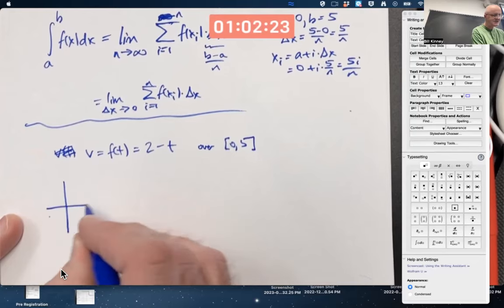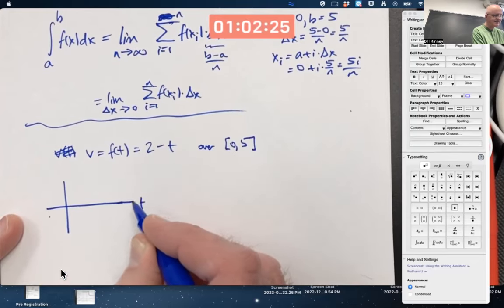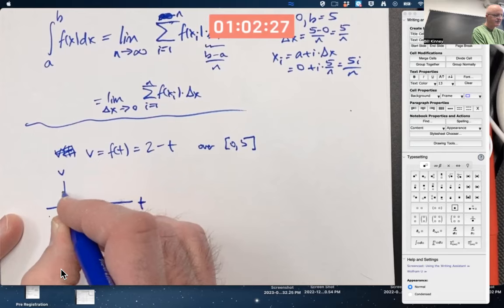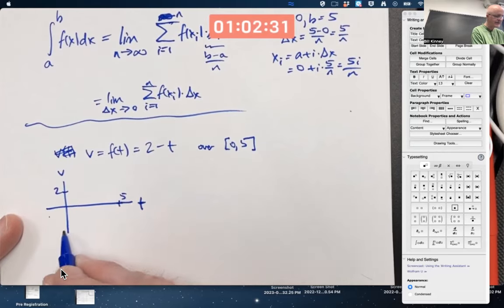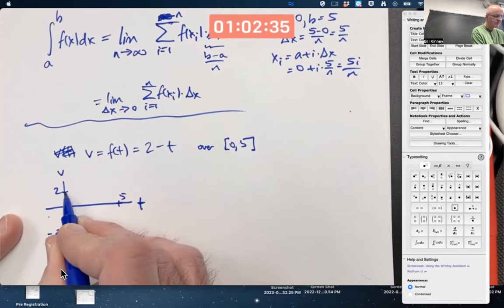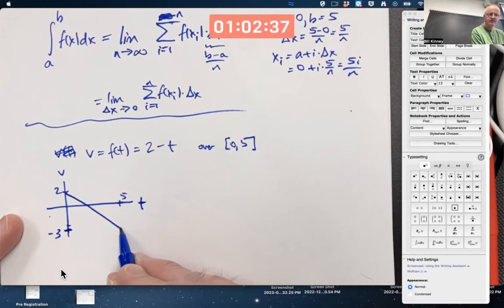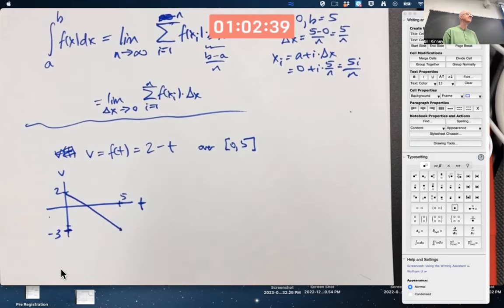So now the velocity is starting out positive at 2, but by the time you get to time 5, it's down to -3. Slope of -1 here. So the bug is traveling back and forth, first to the right, then the left. You could ask two questions.